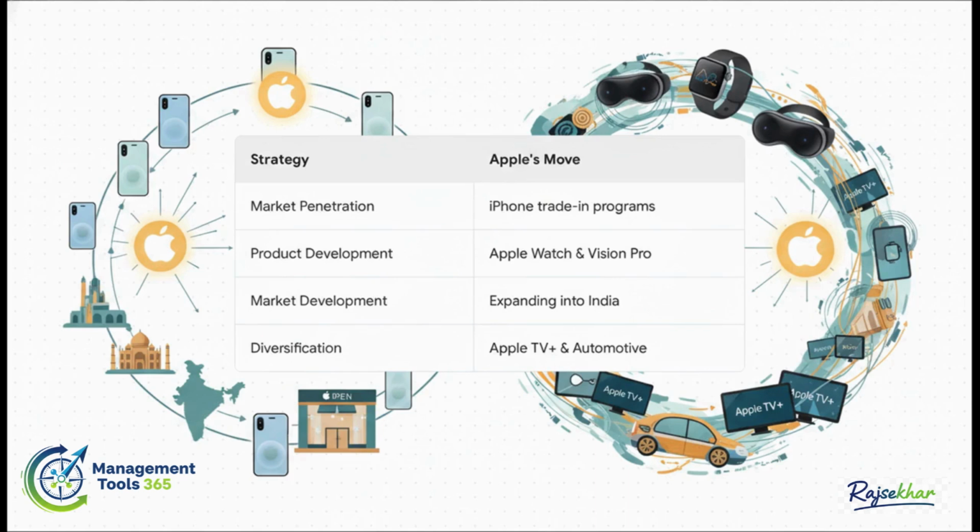For market penetration, you have their iPhone trade-in programs to keep existing users locked in and upgrading. For product development, they launch things like the Apple Watch to that same loyal base. Market development, that's them opening stores and pushing into huge new markets like India. And diversification, well, that's Apple TV Plus or the rumored car. That's how you build a resilient, ever-growing empire.